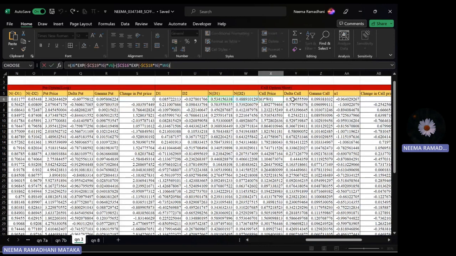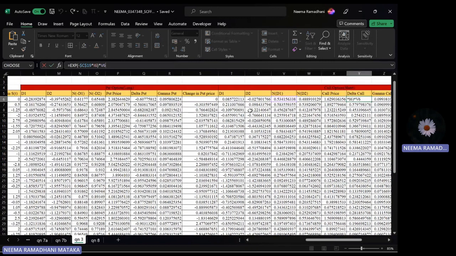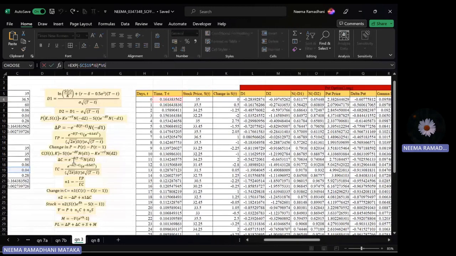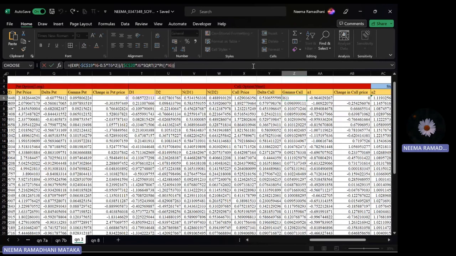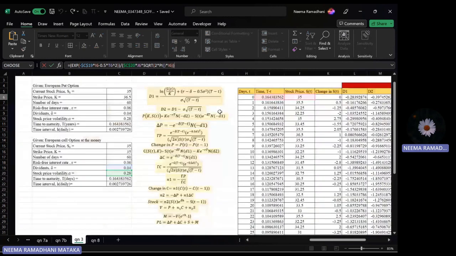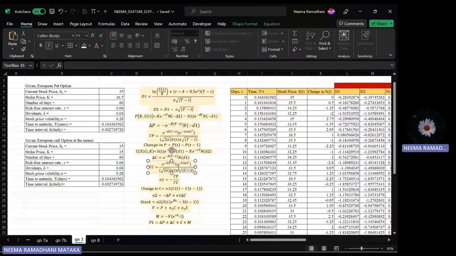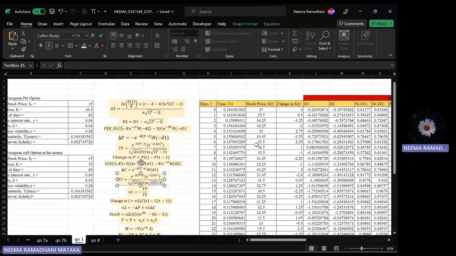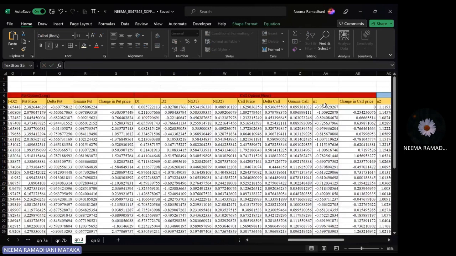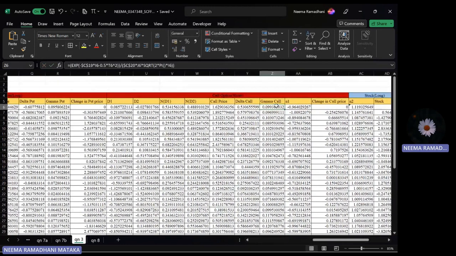After getting my call prices, I calculated my delta call, which is exponential to the power negative delta bracket T minus t, and N(d1). Then I had to calculate gamma call. Gamma call is the same formula as gamma put, which is this formula here. I calculated my gamma call and got these values here.